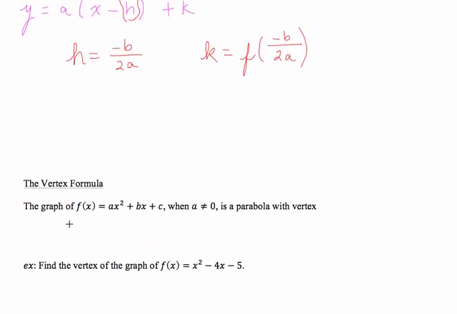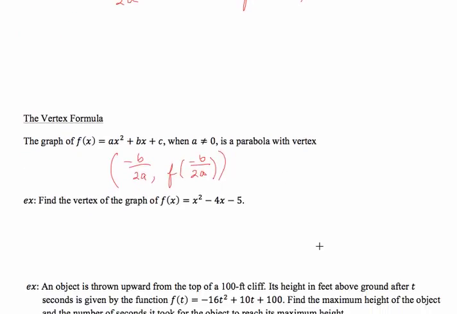So, in general down here, you can write it more cleanly. The graph of a function f of x equals ax squared plus bx plus c is a parabola with vertex negative b over 2a, comma f of negative b over 2a. And we can use that to very quickly find the vertex of a function. So let's do that for this function right here.